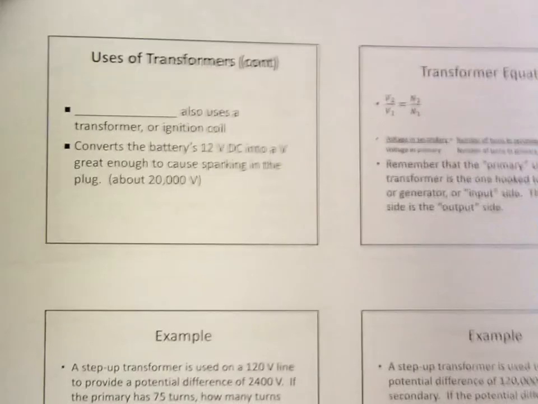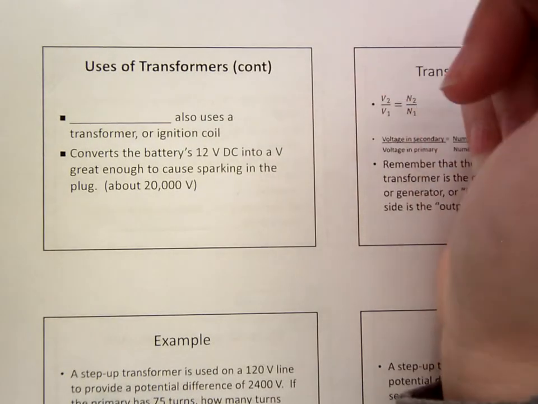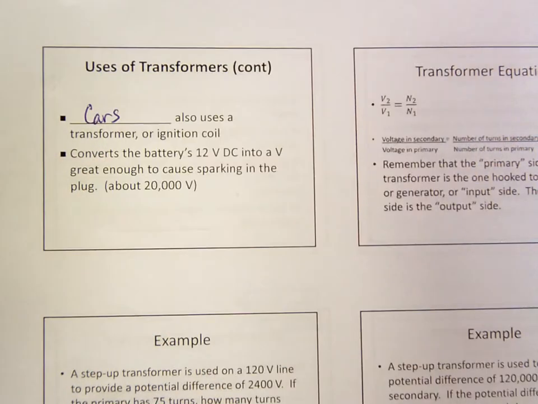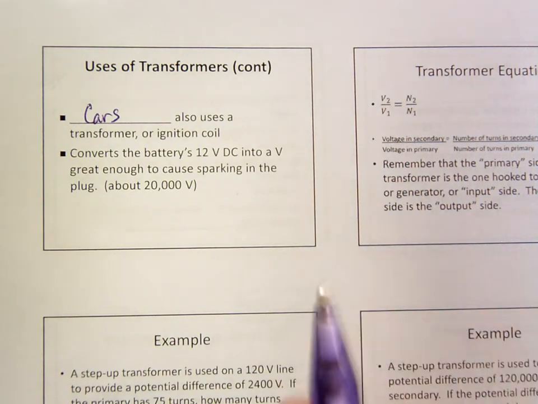Now, another use of transformers is in your cars. The ignition coil in your car is also a transformer. What it does is it takes the 12 volts that you get from the battery and increases it to about 20,000 volts, which is enough to cause the spark plug to spark, which in turn ignites the gas fumes in the engine. So when the gas ignites, it causes small combustion, which turns the pistons in your car, and everything goes from there.